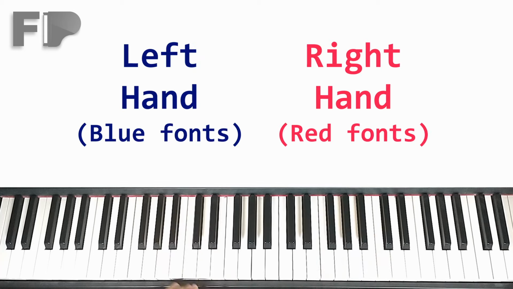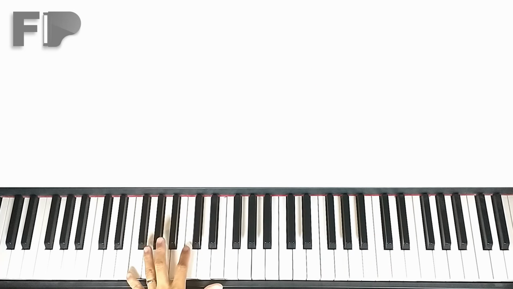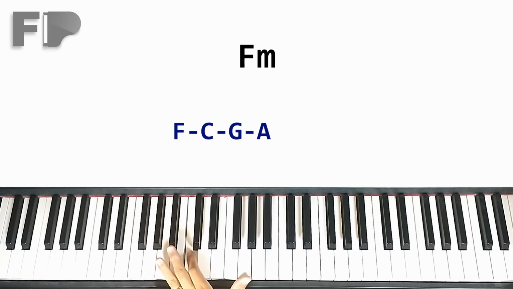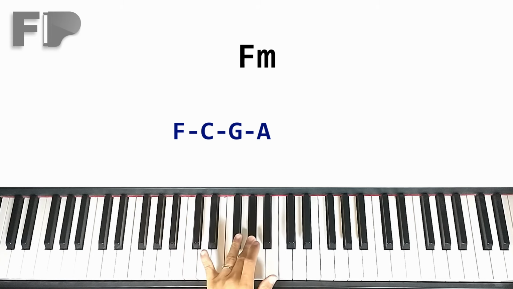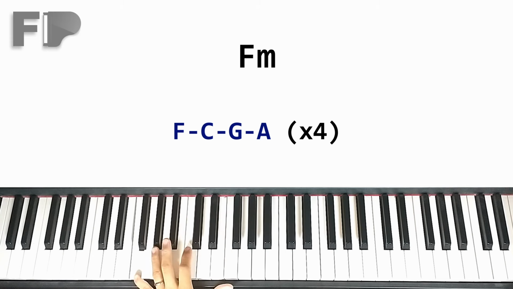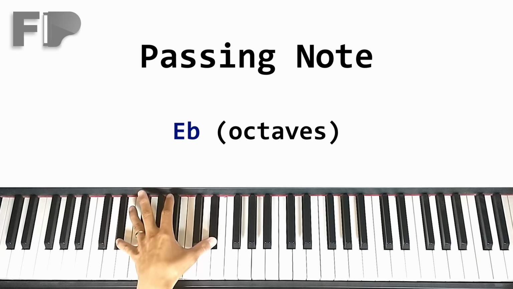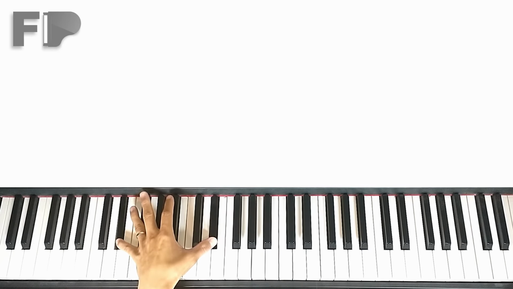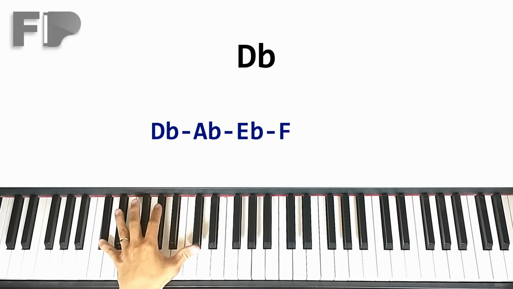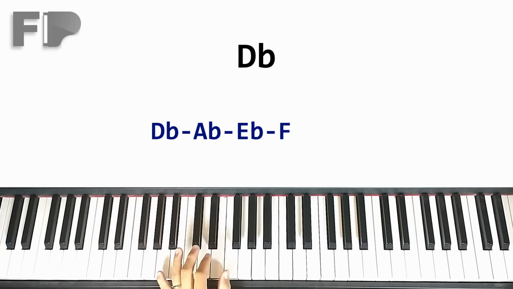Starting with our left hand, our first chord is F minor, where we'll play F, C, G, A. We'll play this four times. Next, we'll play the passing note, E flat octaves. The next chord is D flat major, where we have D flat, A flat, E flat, and F. We'll also play this four times.